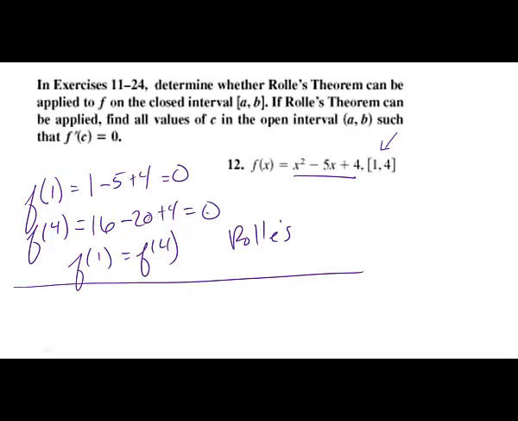And then to use Rolle's, we take the derivative and set it equal to what? 0. All right, so let's take the derivative of the original there. Good. Set it equal to 0. So 2x equals 5. X equals 5 over 2, which is what they consider the c value.